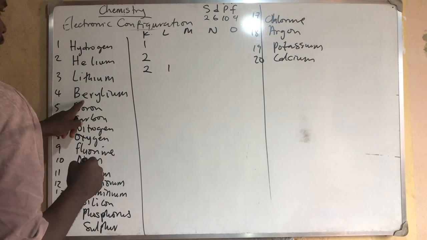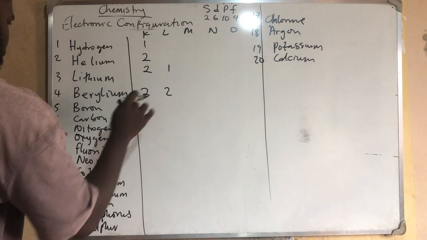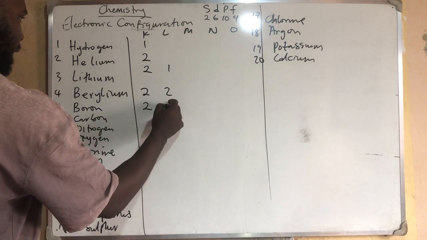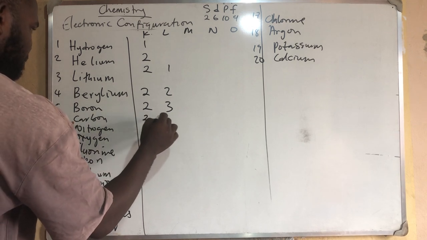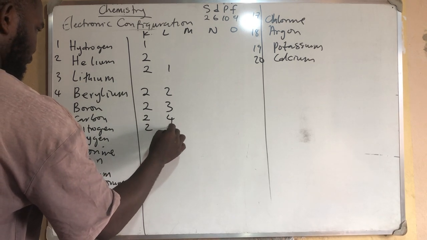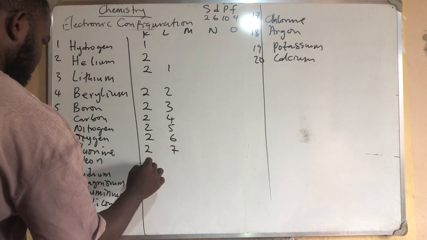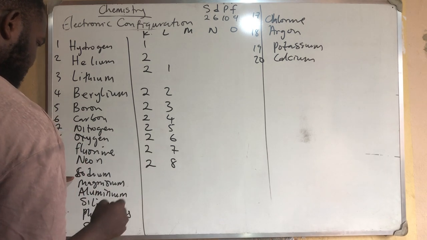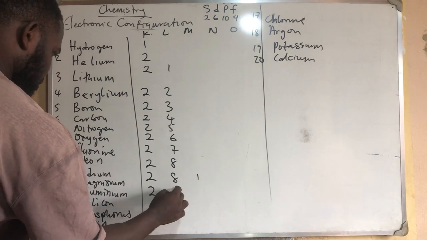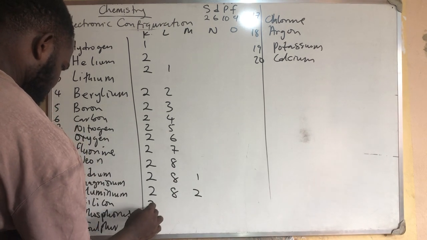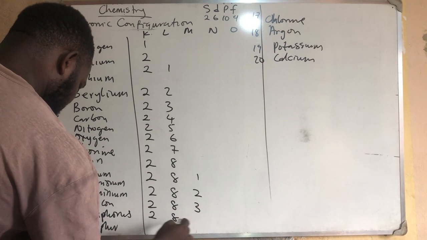You see the way it's going? Beryllium is 4: 2, 2. Are you getting it? Then the next one should be boron, 5: 2 and 3. Because don't forget that this shell takes the maximum of 8. So this one is 2 and 4, 2 and 5, 2 and 6, 2 and 7, 2 and 8. Okay, this one is 2, 8 and 1. You're seeing it? 2, 8 and 2, 2, 8 and 3, 2, 8 and what?